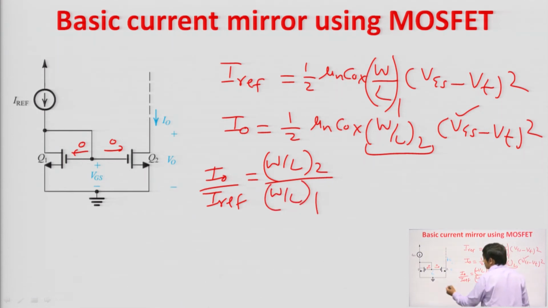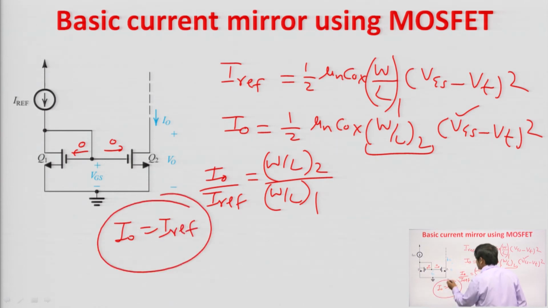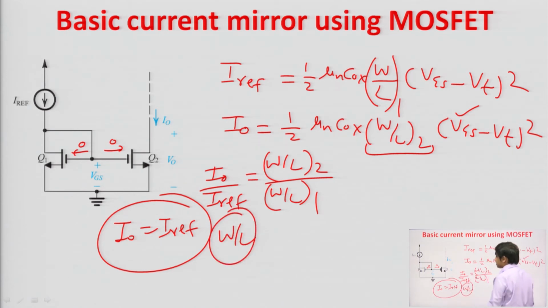So, in which case we will get I naught upon I reference equal to 1? We will get output current equal to input current only when the W by L ratio of both the transistors are same. Even we can amplify the current also. If we put the W by L ratio of Q2 2 times of Q1, then we will get double current at the output. So, we can use this current mirror as a current amplifier also.